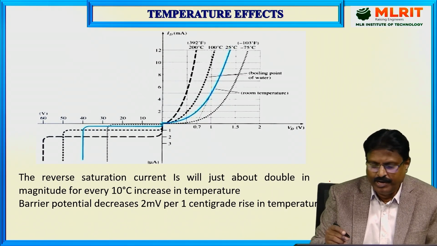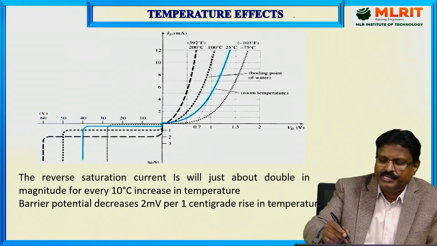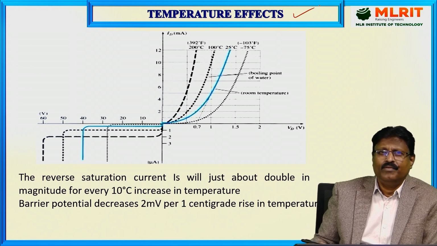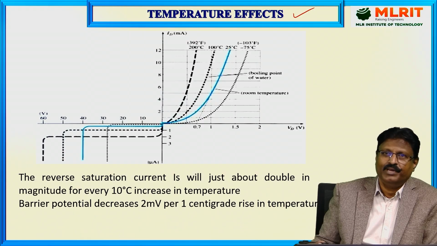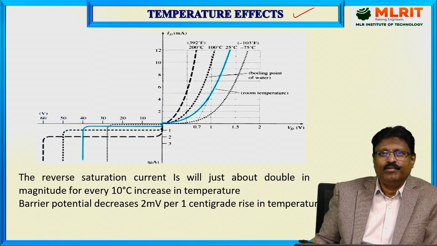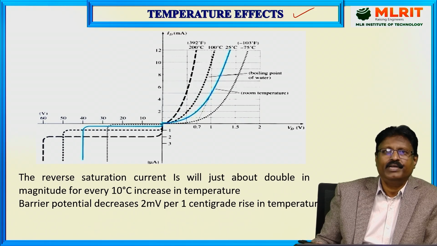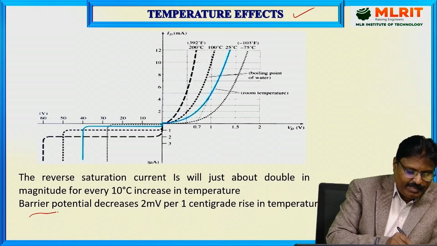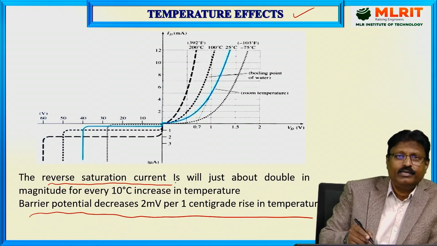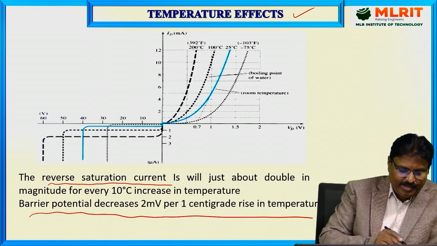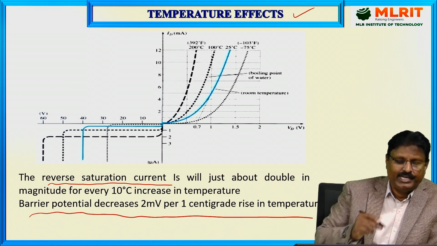Next topic is the temperature effects: how the VI curve will be affected by temperature variations. You need to know which parameters of the diode vary in accordance with temperature variations. Two parameters will vary with temperature. One is the barrier potential. The second one is the reverse saturation current.